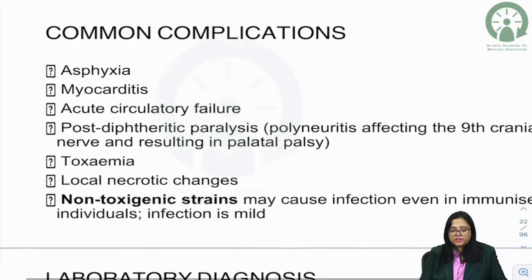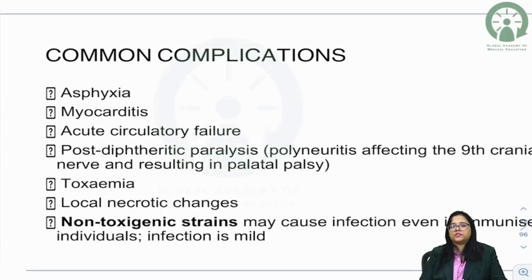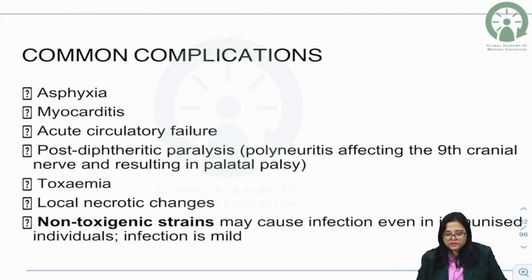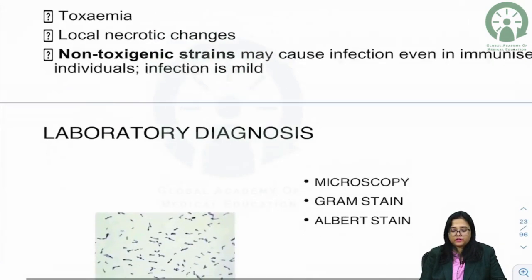Now common complications. So complications may be asphyxia, difficulty in breathing, and respiratory distress. It may also lead to myocarditis, circulatory failure, post-diphtheritic paralysis, polyneuritis affecting the 9th cranial nerve, resulting in palatal palsy, toxemia, and local necrotic change.